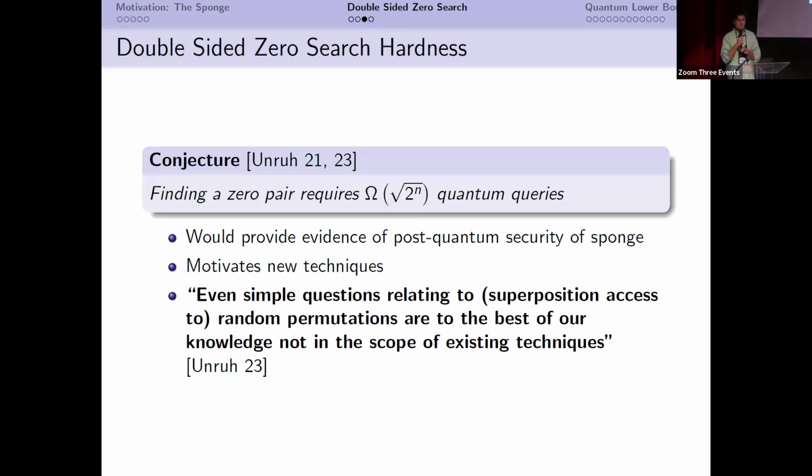Okay, and in these papers, Unruh conjectures that the best quantum algorithm is just the trivial Grover speedup on the brute force classical algorithm. And like I was just telling you, this gives us some evidence, if it could be proven, that the sponge is post-quantum secure. And also, it's just a simple natural query problem that we should understand. You can read Unruh's quote from that paper if you like.